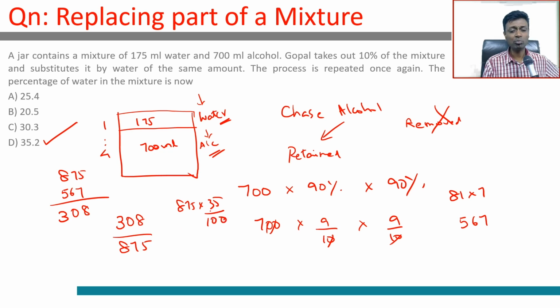35 by 100 is a little more than 1/3. 870, 1/3 is 290. So this is 292, 293. This one third of this. That should be slightly more than this. 308 will work out. This is what we are looking at.